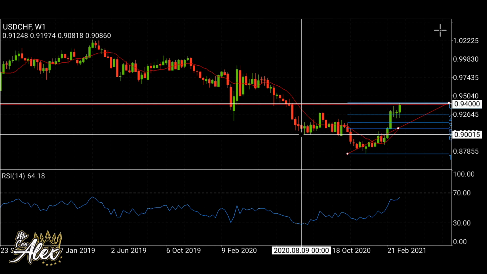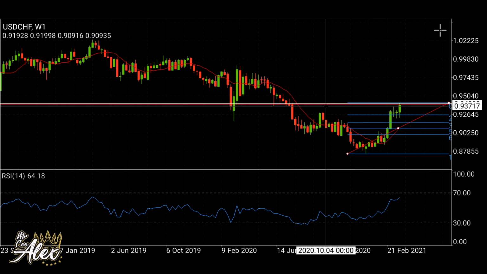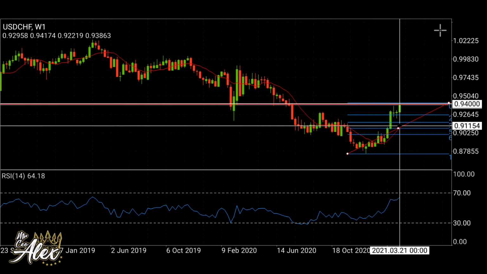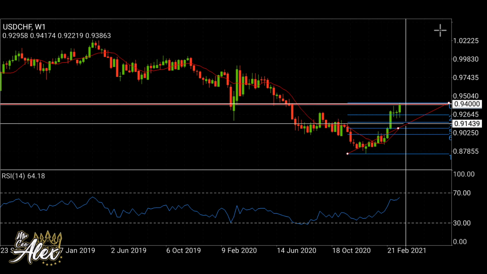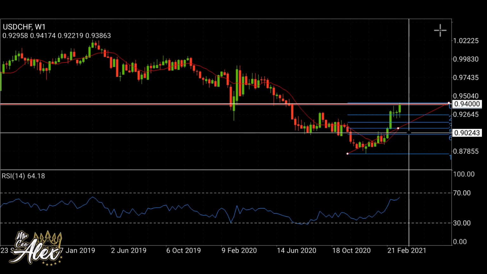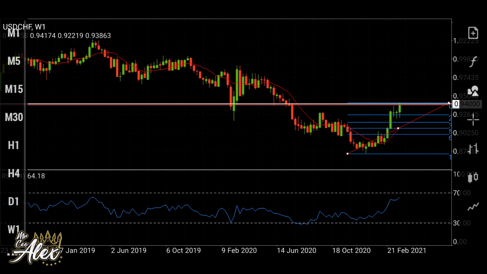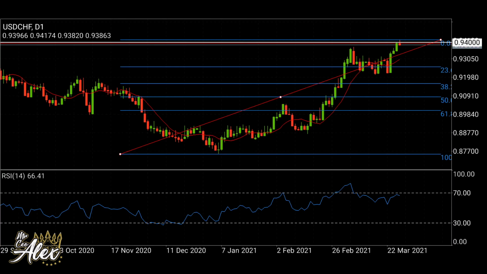As you can see, we're seeing some rejections right there. Price came back up and then finally broke, and broke strongly to 0.94. So I would probably sell to around 0.9250 again, and then close my trade and wait to see if price is going to try to break 0.94 again on the weekly time frame for this pair.